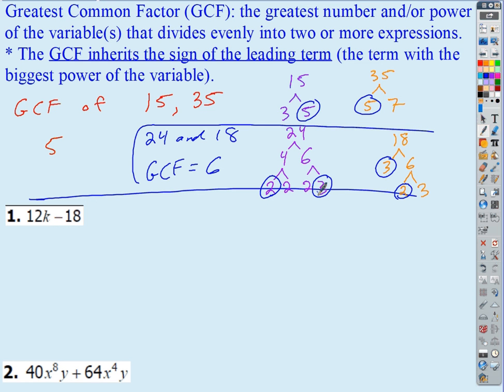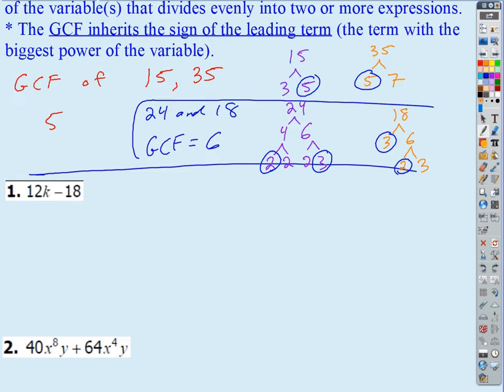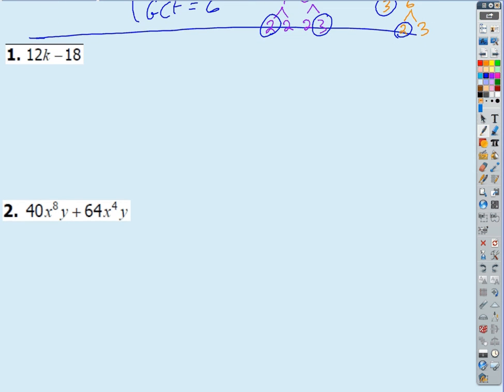So then what are the common factors? 2 and 3. Well, what's 2 times 3? 6, right? Make sense? So if we had really big numbers, we could always use that approach, okay? Well, now let's move down and let's look at some that involve variables also.